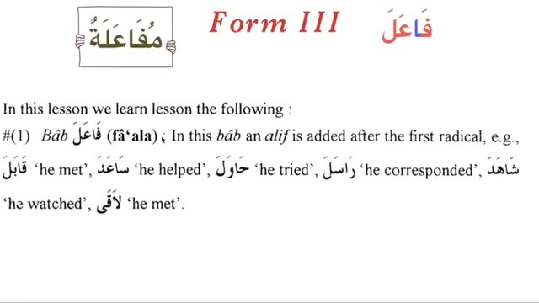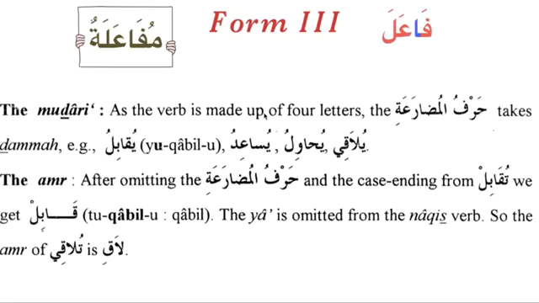In this lesson, which is lesson number 19, we're going to learn about bab fa'ala. In this bab, alif is added after the first radical. Example: qabala, he met; sa'ada, he helped; hawala, he tried; rasala, he corresponded; shahada, he watched; and laqa, he met.